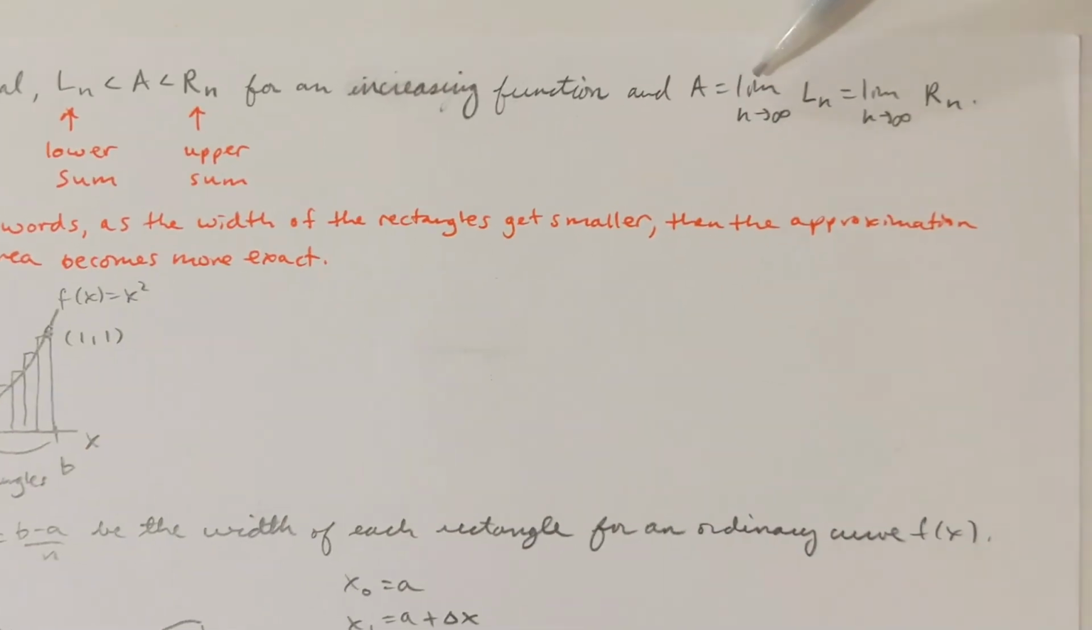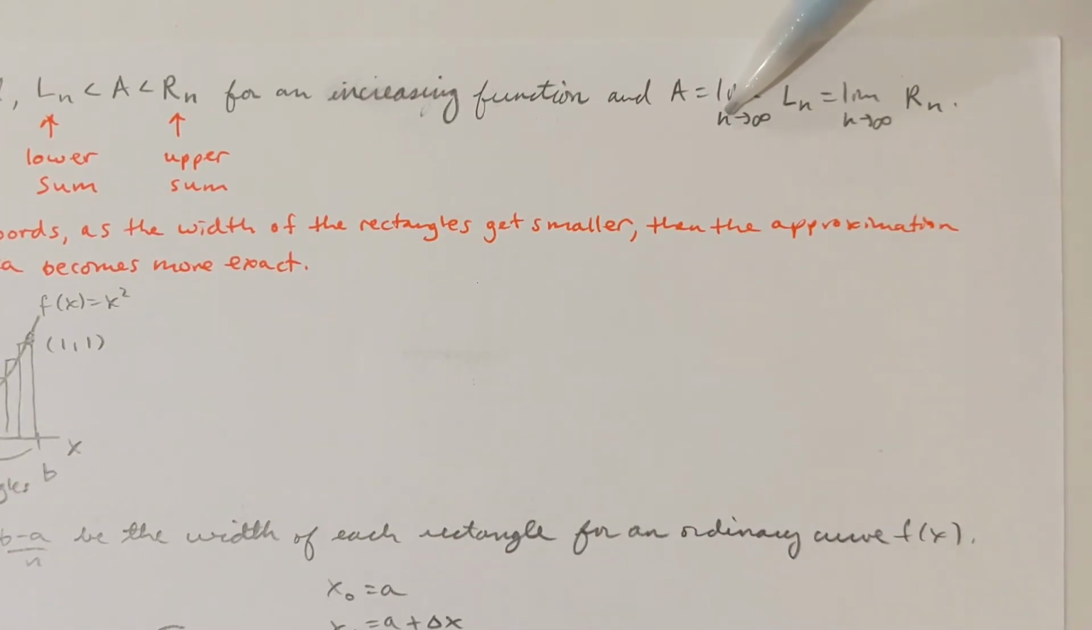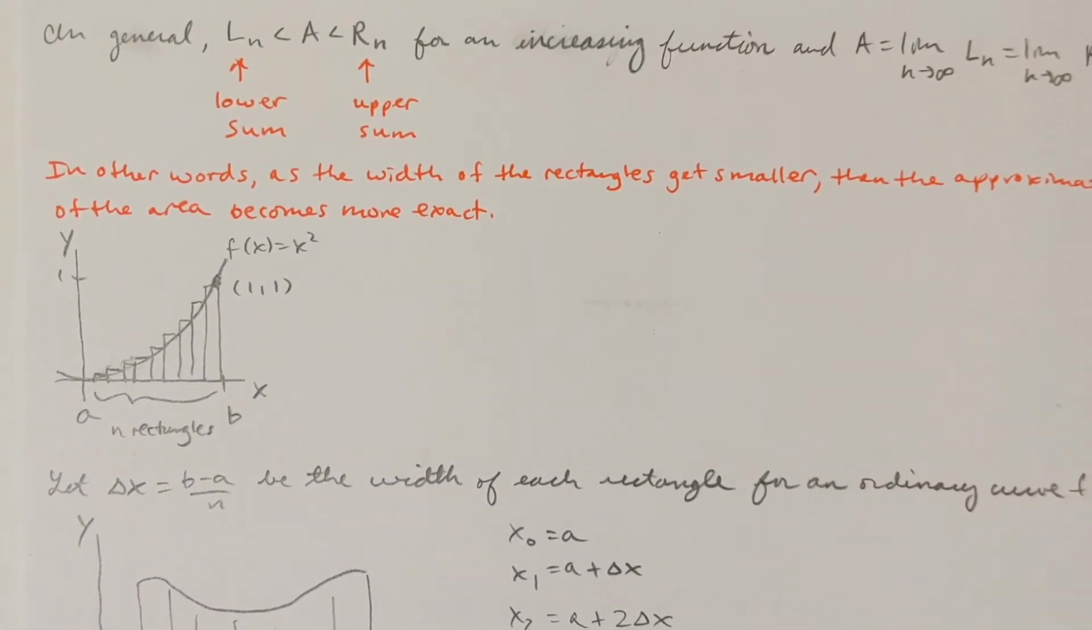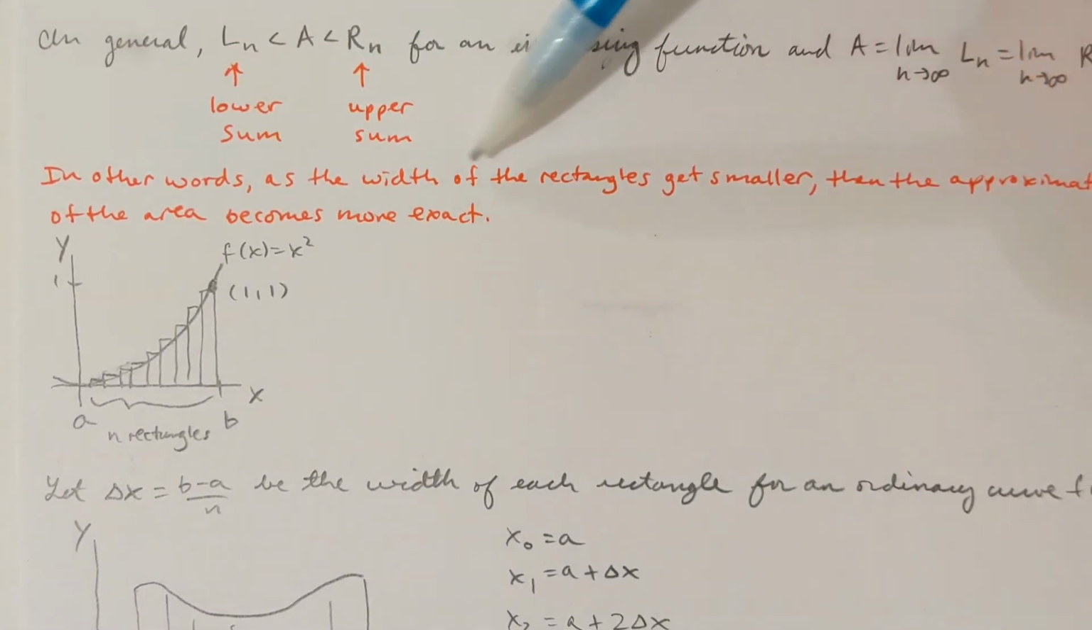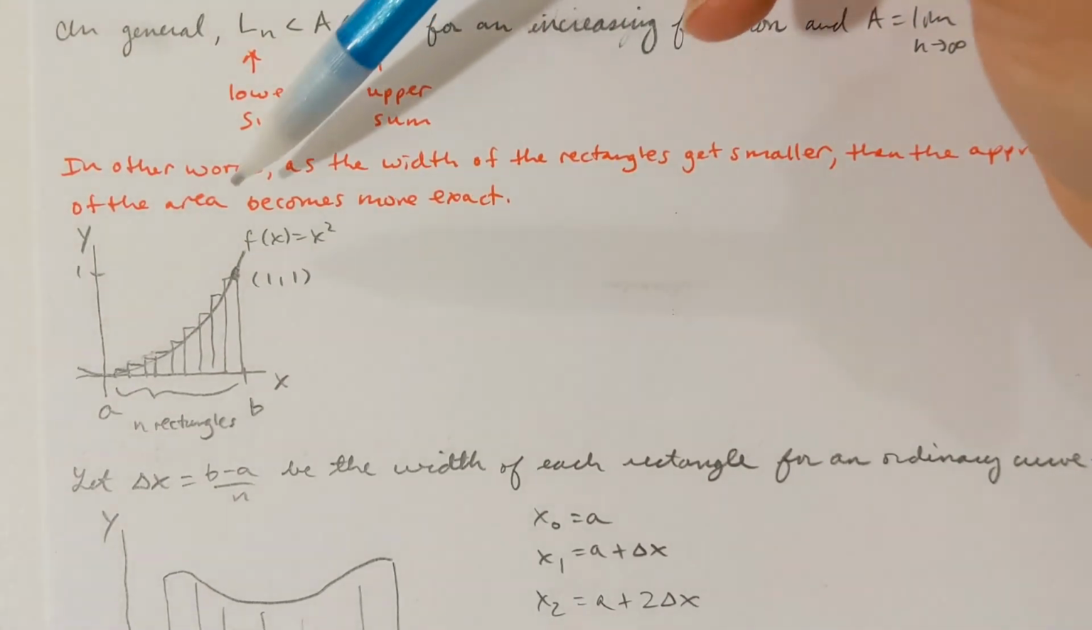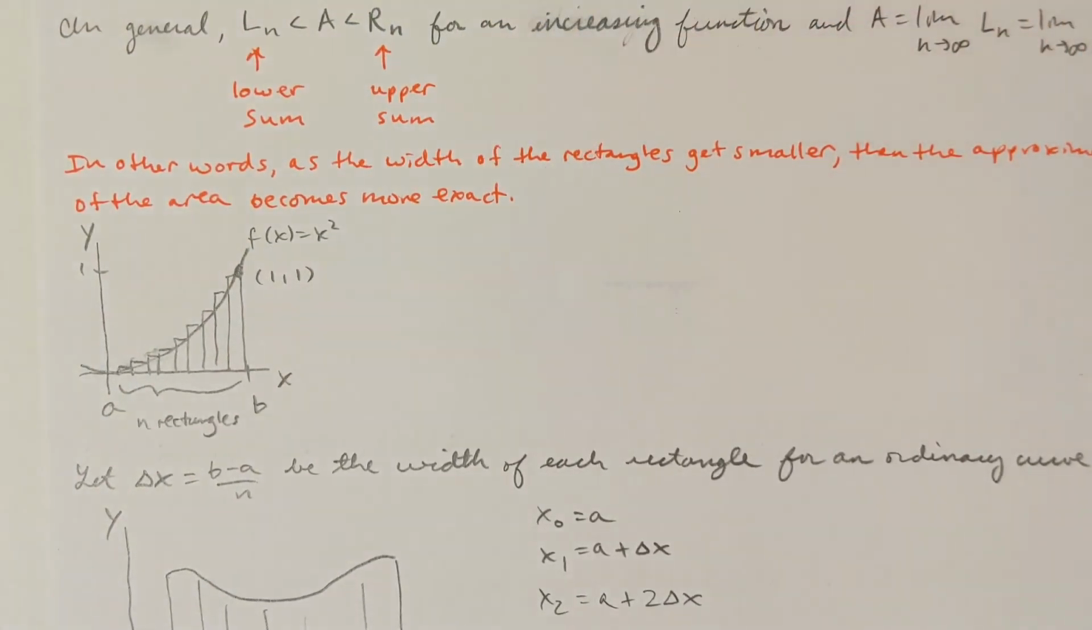Now, ultimately, as n approaches infinity, where n is the number of rectangles, the limit as n approaches infinity of L sub n would be A, and the limit as n approaches infinity of R sub n would also be A. In other words, as n approaches infinity, the width of the rectangles gets smaller and smaller, and so the area becomes more exact.